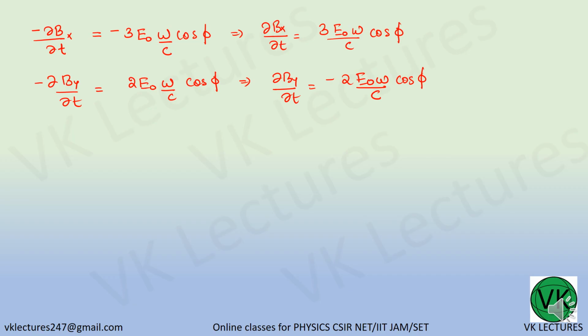But we already know what phi is. Phi is equal to omega by c into ct plus z, which equals omega t plus omega z by c. Now let us differentiate with respect to time. d phi by dt equals omega.